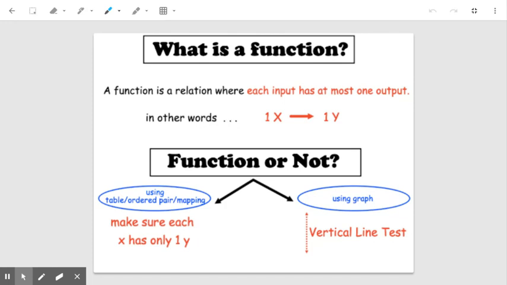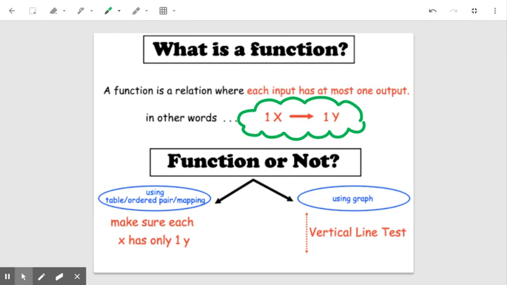So the first statement on here is really important. It says a function is a relation where each input has at most one output. So this is a really important thing to understand. Basically what that tells us is that every x can have at most one y. That's really what a function is. Every x can have at most one y.